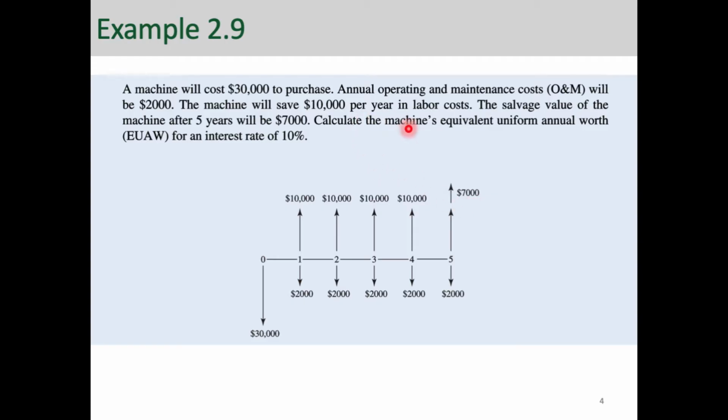And we would like to calculate the machine's equivalent uniform annual worth, EUAW, for an interest rate of 10%. So the idea is converting this cash flow to a uniform cash flow, essentially, and calculate the A. In order to do that, we're going to treat the positive cash flows separately from negative cash flows and convert both of them to an equivalent A and take the difference.